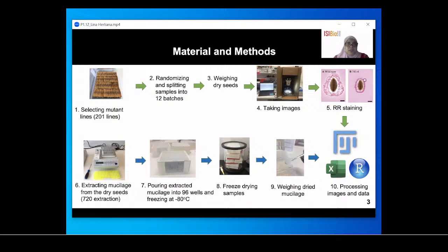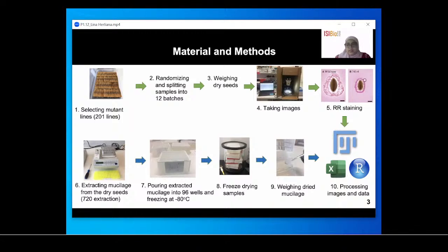I extracted mucilage from seed using a thermomixer and then poured the mucilage into 96 well plates before freeze drying the samples. Then dry mucilage was weighed to obtain mucilage yield. I used Fiji ImageJ to process images and Microsoft Excel and R to run the analysis, including correlation analysis, principal component analysis, student t-test, and one-way analysis of variance, ANOVA.